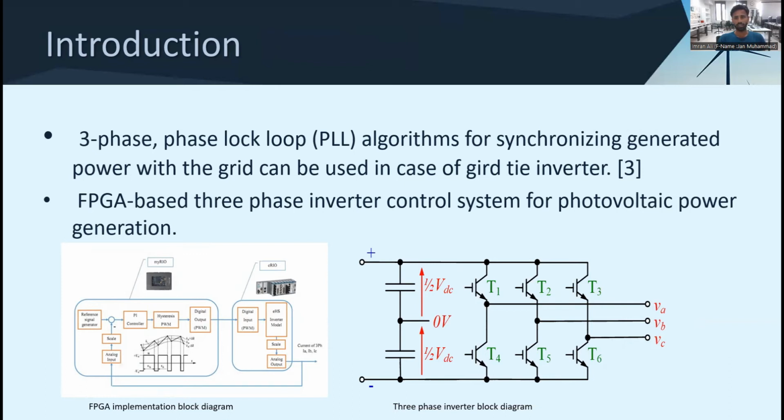FPGA-based 3-phase inverter control system, photovoltaic power generation. This is the block diagram of the real-time simulation that has been implemented on FPGA. The analog circuitry has been implemented in myRIO, and the digital circuitry has been implemented in sbRIO.